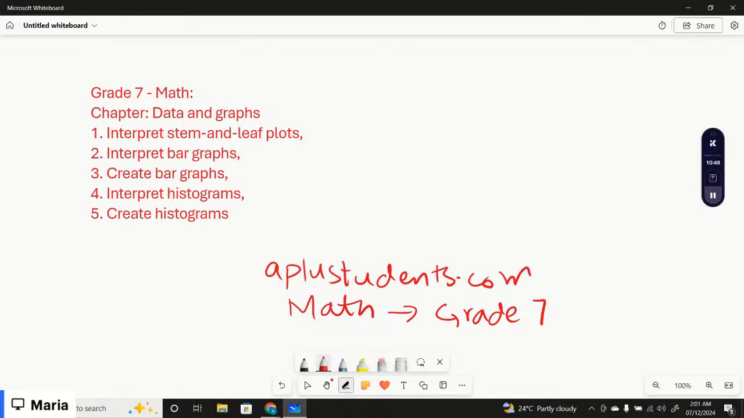The lessons we're going to cover today are interpret stem and leaf plots, interpret bar graphs, create bar graphs, interpret histograms, and create histograms. Please make sure you have your notebook and pencil so that you can note down the important examples and definitions as well.